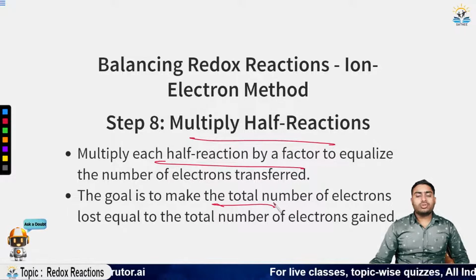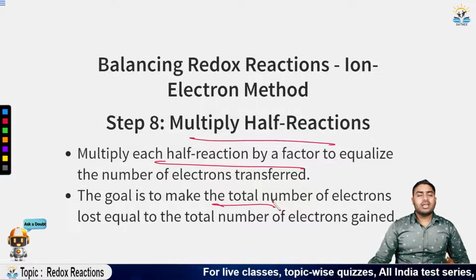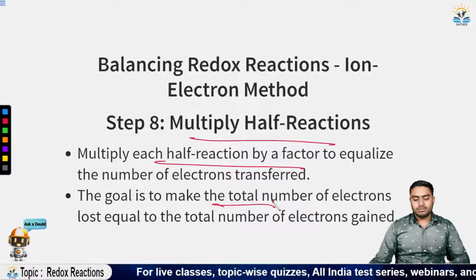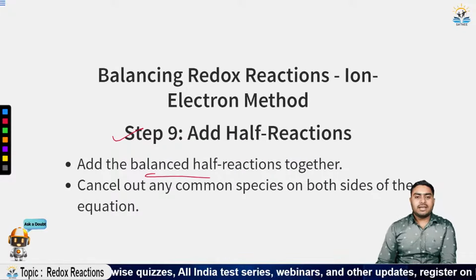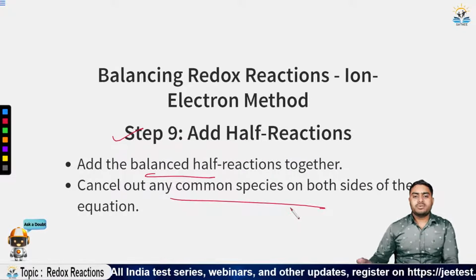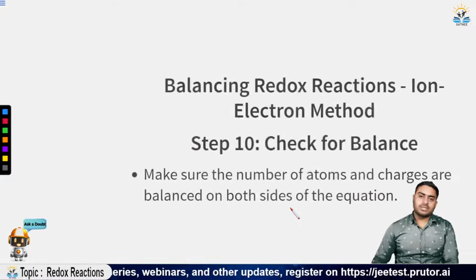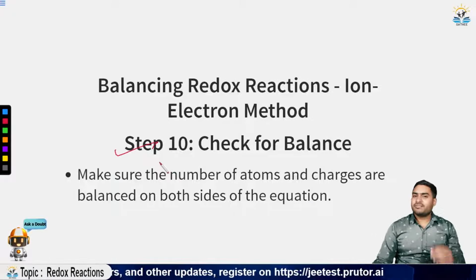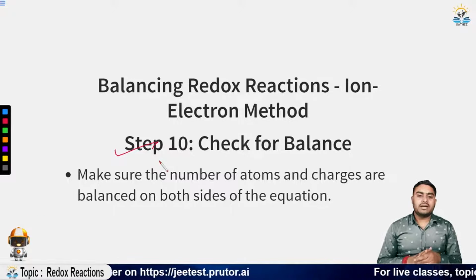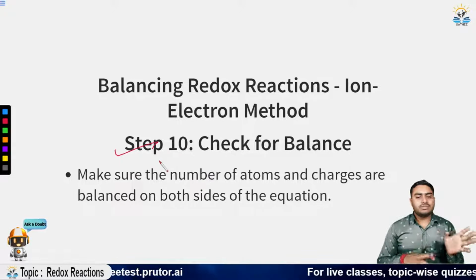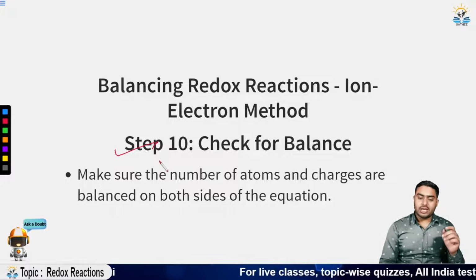The goal is to make the total number of electrons lost or gained equal, so that we can cancel them out when adding. Okay, so the next step is add half reactions. Add the balanced half reactions together, cancel out any common species on both sides of the equation. Then you can see step 10, check for balancing. This will definitely be a common step in all the balancing parts. Make sure the number of atoms and charges are balanced on both sides of the equation, right?